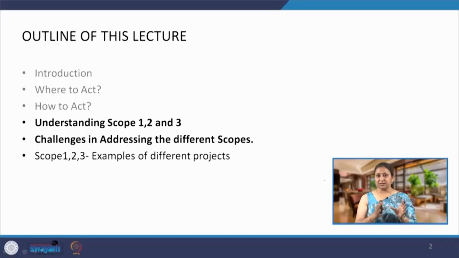In this particular lecture, we are going to continue the discussion which we were having yesterday, which was understanding the scope 1, 2 and 3 emissions, and prior to that we had discussed very briefly what scope 1, 2, 3 emissions are, but we were primarily understanding how to identify and fix the organizational boundary and the operational boundary, which will tell us where to act.